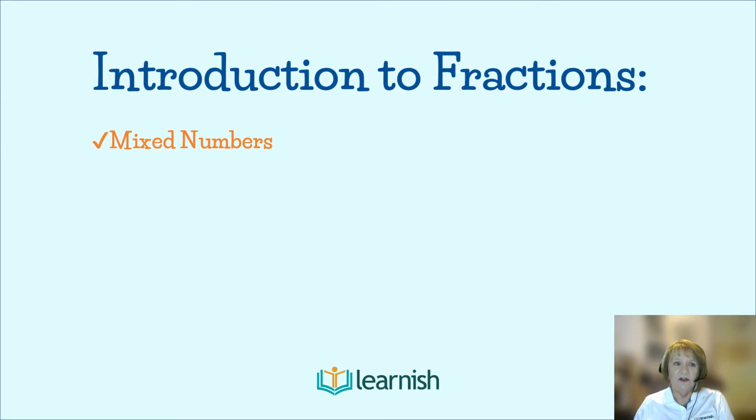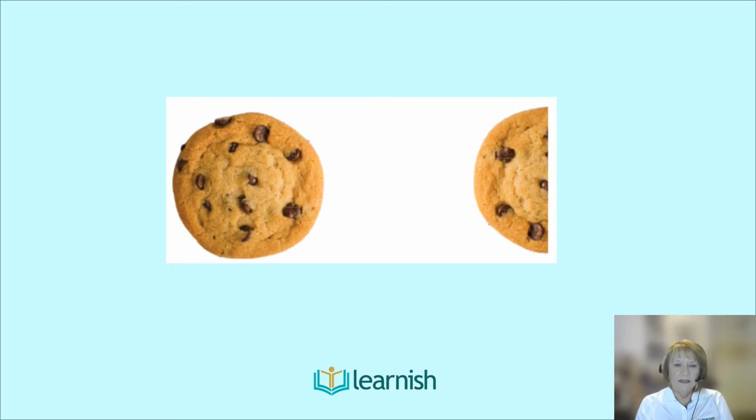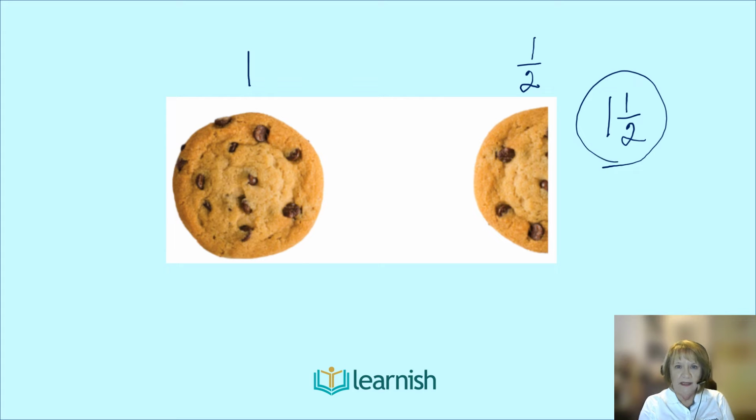And now let's talk about mixed numbers. A mixed number is when you combine a whole number with a fraction. For example, let's say you have 2 cookies, but someone ate half of one of your cookies. You're left with 1 cookie and 1/2 of a cookie, or 1 and 1/2 cookies. That's a mixed number, 1 1/2.